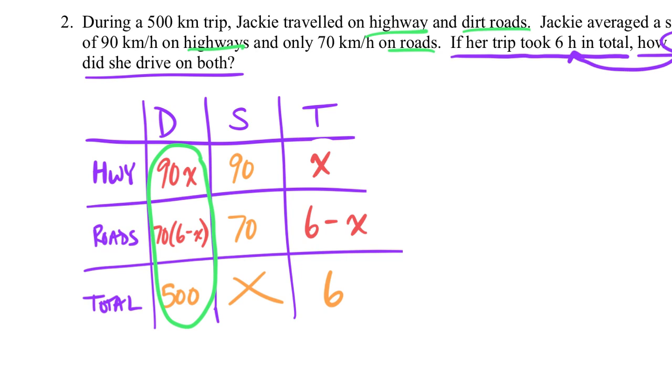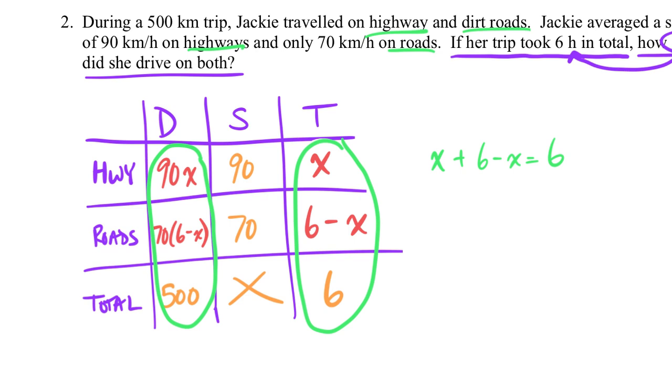Can I get you to focus in on the time column? As soon as I decided to use one variable, I actually used that equation. So I cannot build an equation with time. I'll show you why I can't, but then I'll show you the background to it. If I did, I'm going to try to say, well, x plus 6 minus x equals 6. Time on highways plus time on roads equals total time.